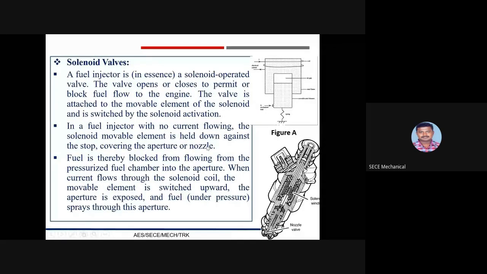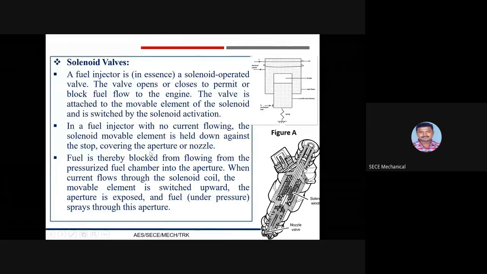A solenoid operated fuel injector is a solenoid operated valve. The valve opens or closes to permit or block fuel flow to the engine. The valve is attached to the movable element of the solenoid and is switched by the solenoid activation. In the fuel injector with no current flowing, the solenoid movable element is held down against the stop, covering the aperture or nozzle.